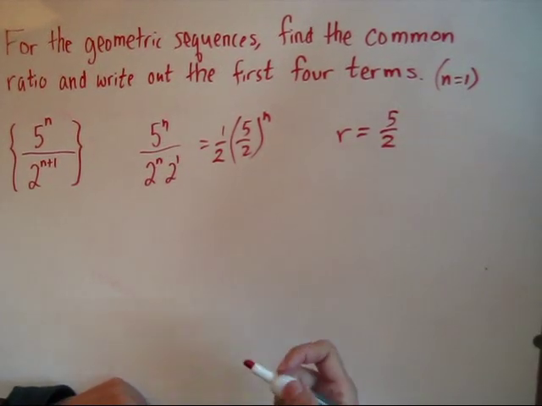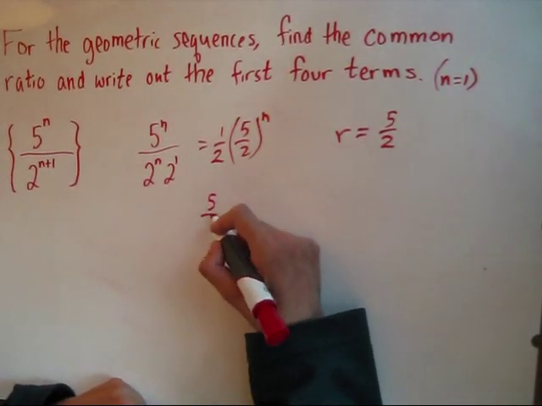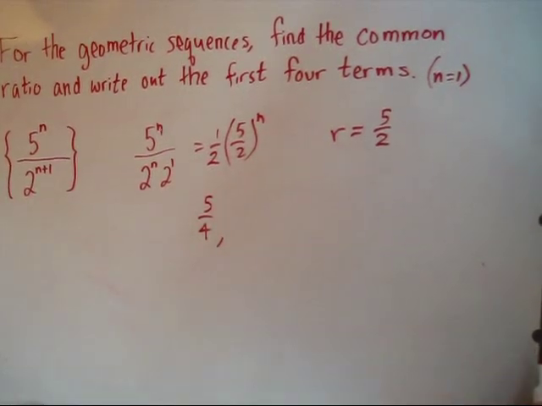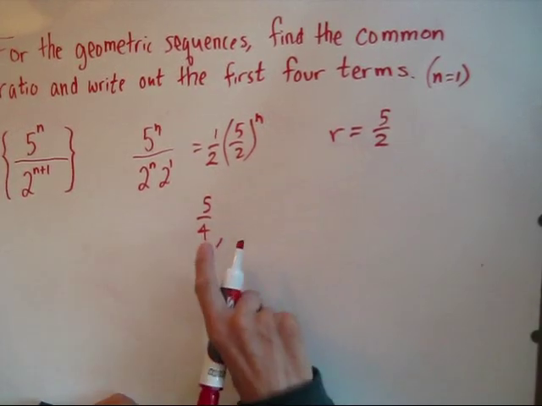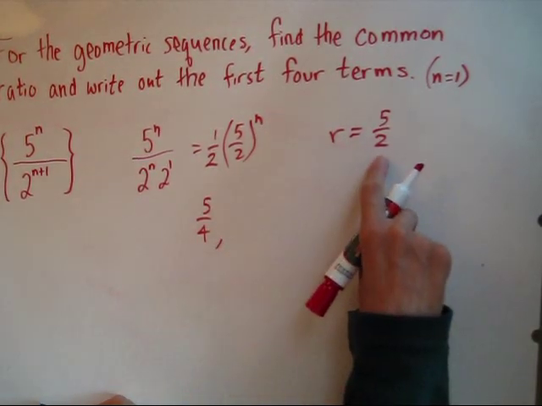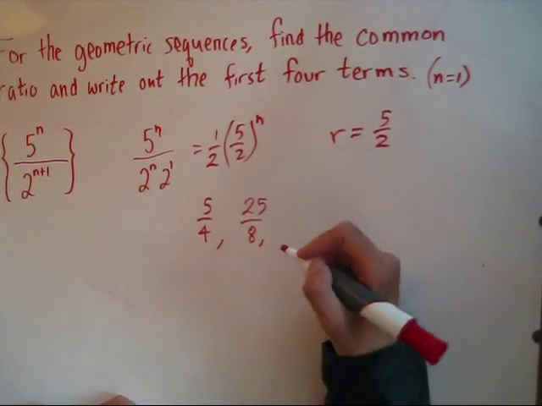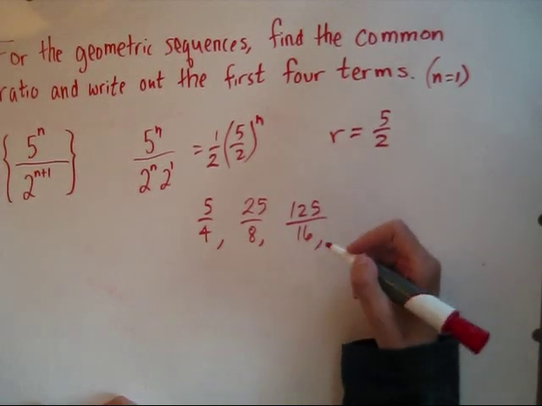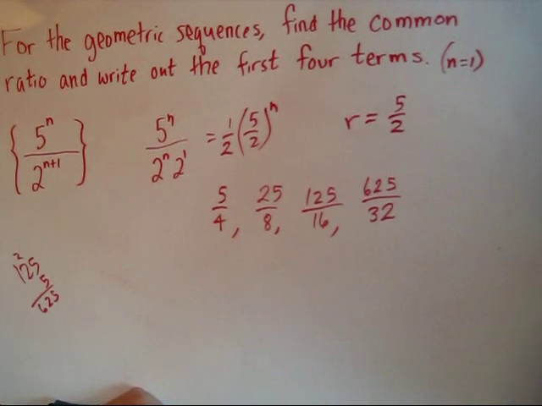Now let's do the first four terms. If n equals 1, we get 5/4. n equals 2. Rather than plugging in 2, we're going to use our common ratio. We just take the previous one and multiply it by 5/2. So we'll have 25/8. Multiply that by 5/2, 125 over 16. Multiply that by 5/2, we get 625 over 32.